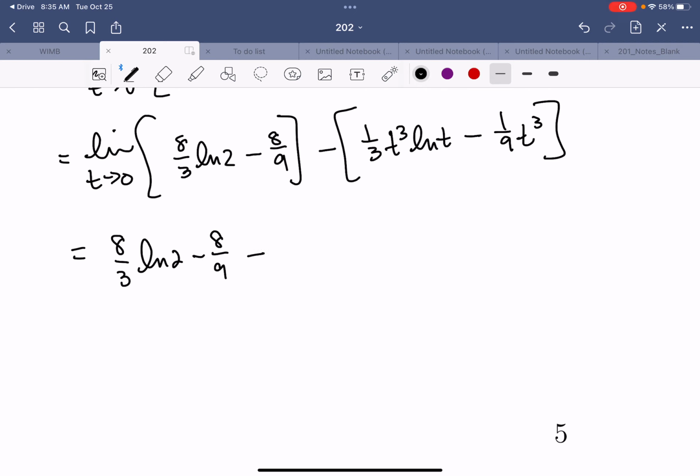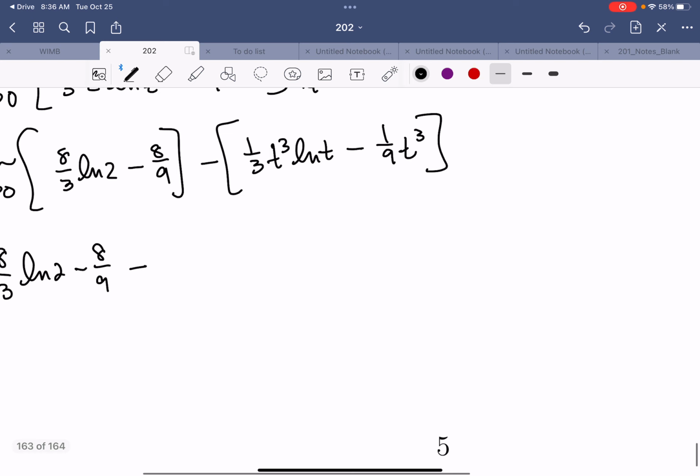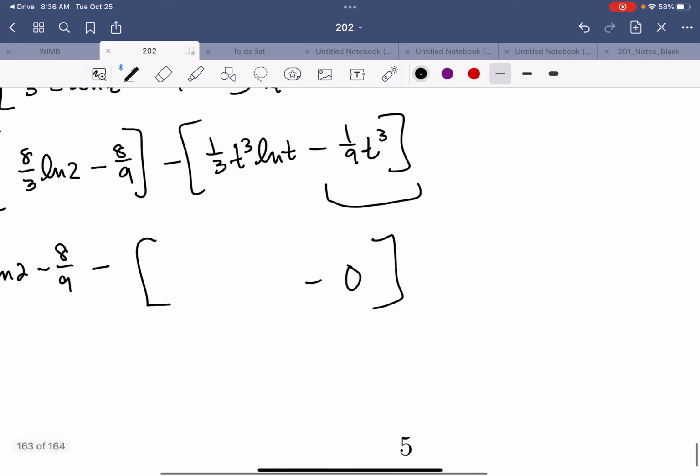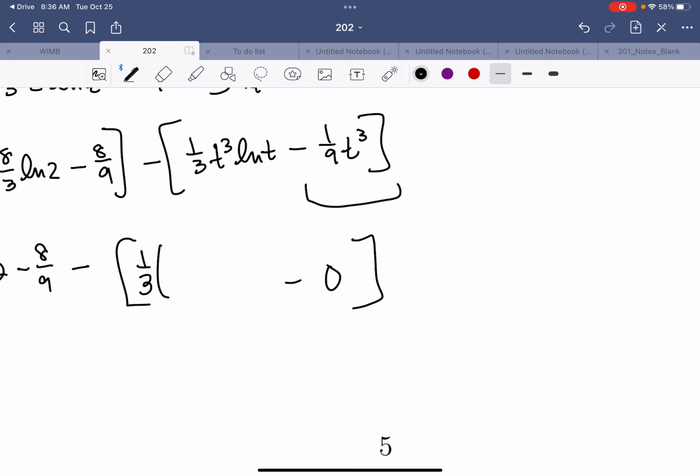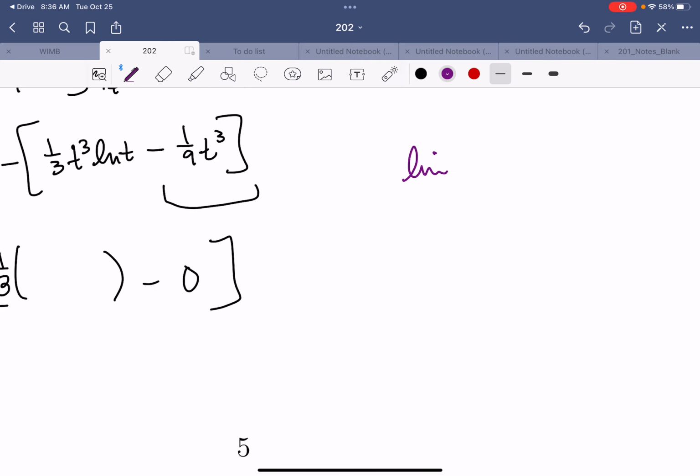And then minus, you're taking the limit as t goes to 0. And this is a 0 times infinity. So we got to do a little bit of extra work here. This last term, the limit's going to be 0, right? But what about this one? So the 1/3 is fine. And we need to know what is the limit. And I'm going to move over here to the side. We need the limit as t goes to 0 of t cubed ln t. Right? If you plug in the 0, it's going to give you 0 times negative infinity, which is one of our indeterminate forms.